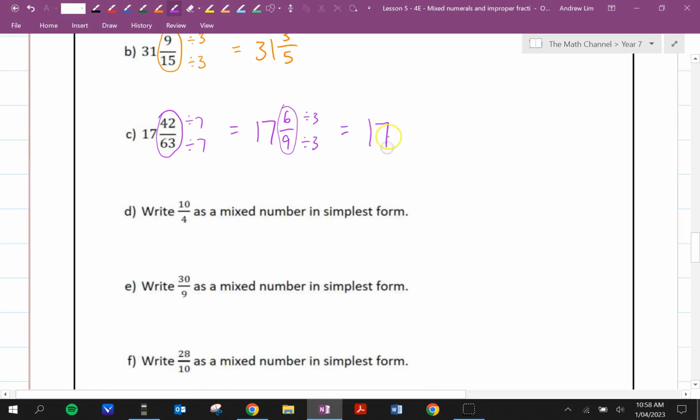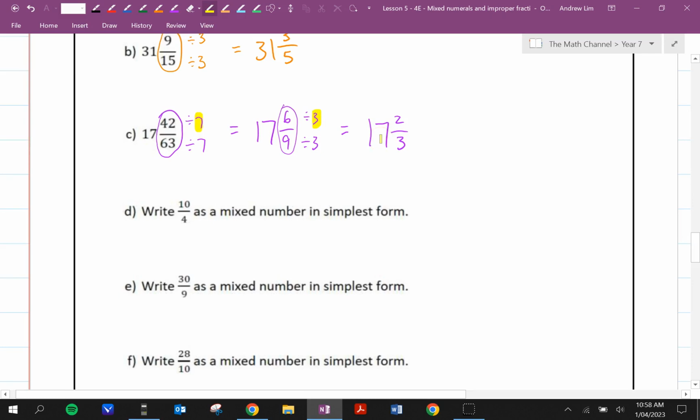So 6 divided by 3 is 2. 9 divided by 3 is 3. So it seems like the highest common factor was actually 7 times 3. It was actually 21. So if I divided both 42 and 63 by 21, straight away I would have gotten the answer, 17 and 2/3.